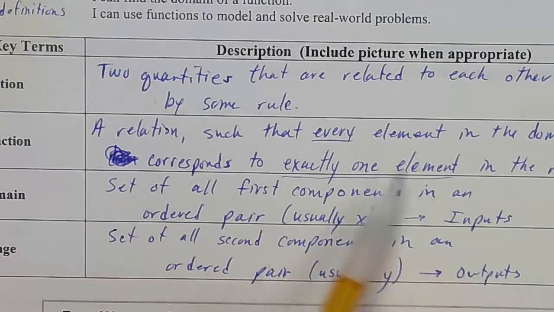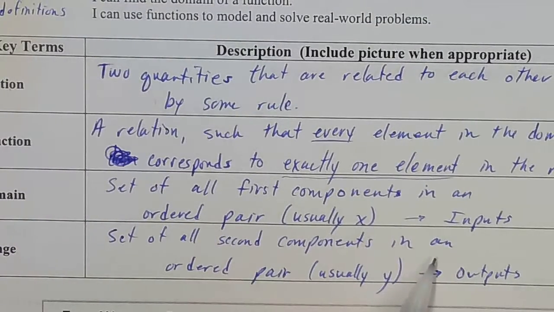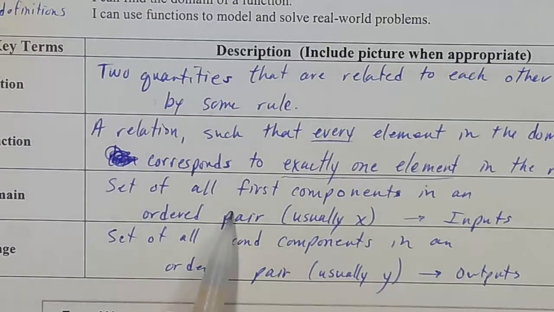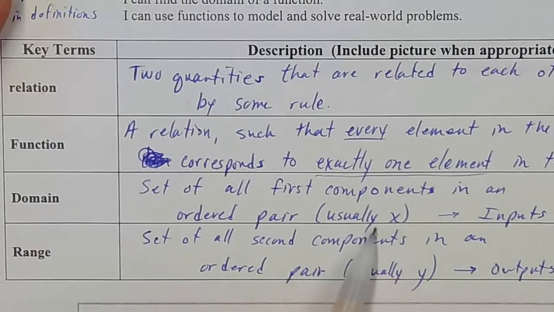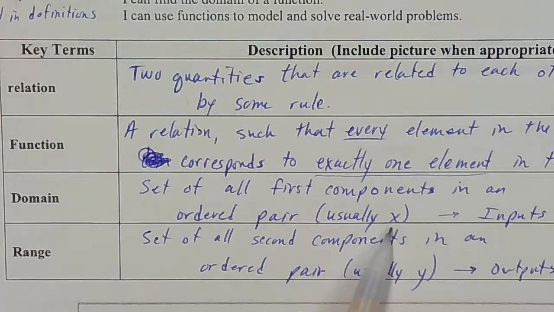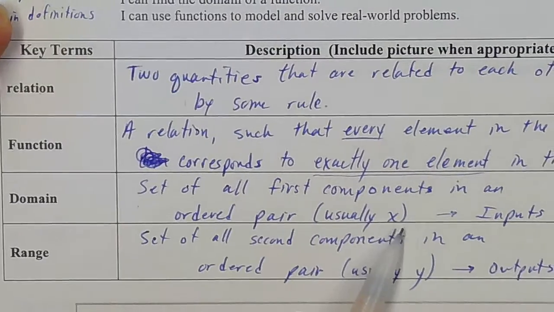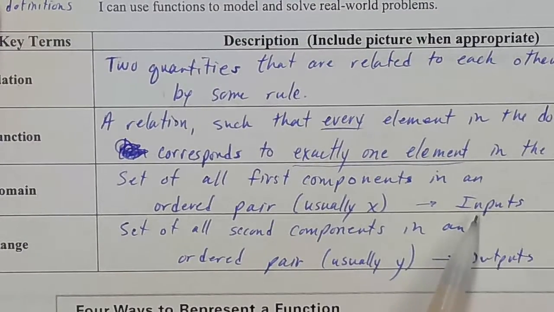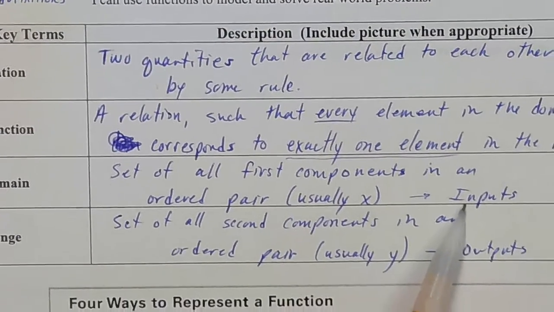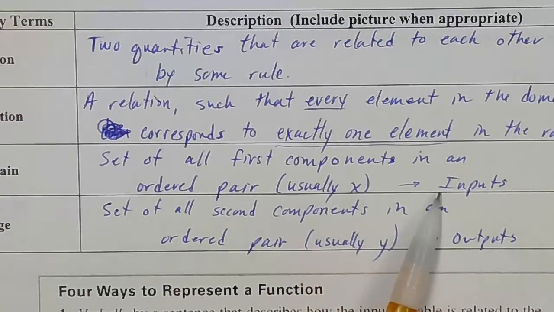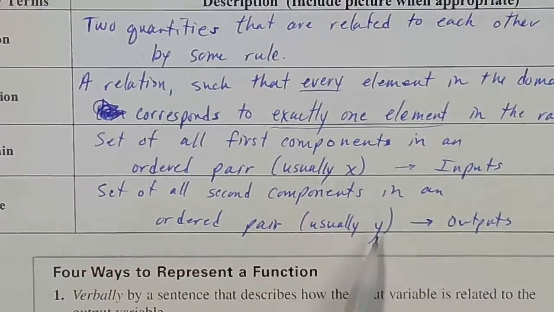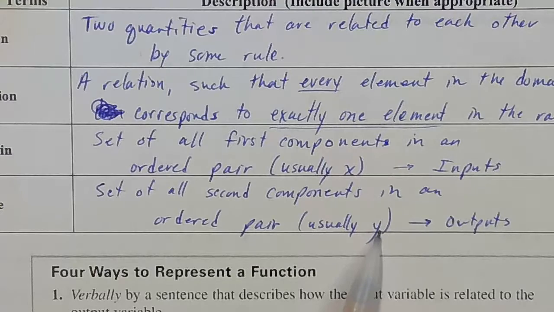Okay, so some things you maybe want to add to this. The domain, for example, is usually always X. If it's an application problem, it might be something like T for time or something like that. But the domain is usually referring to X. It's also called the inputs of the function. And the range typically is Y, unless it's an application. And those are the outputs of the function.